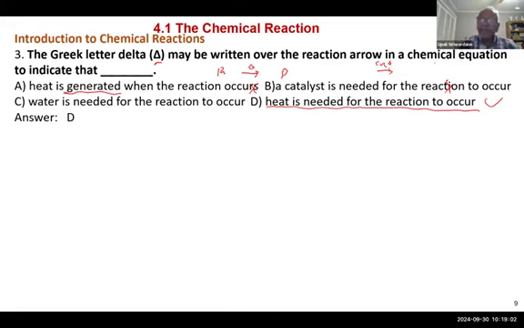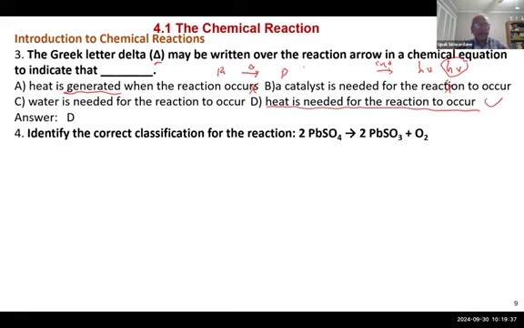Sometimes when we need light, we write h nu. h is the Planck constant, nu is the frequency of the light. That's a term used in the energy of light, represented as h nu. That's a photon. Light is required to carry out the reaction.